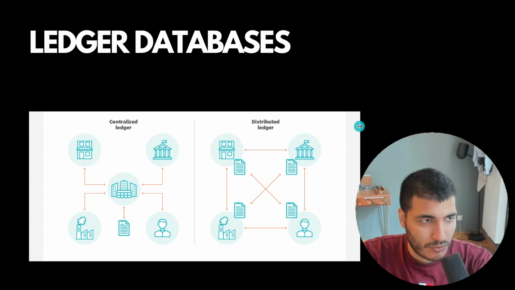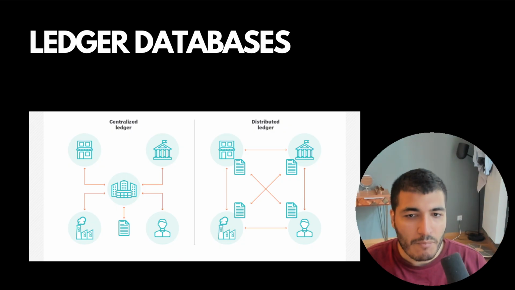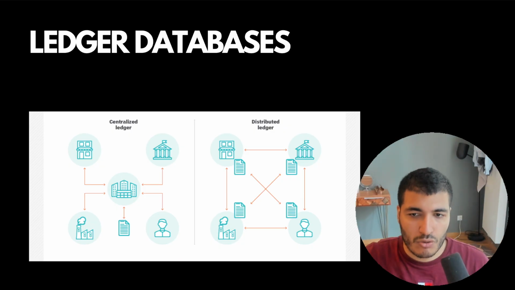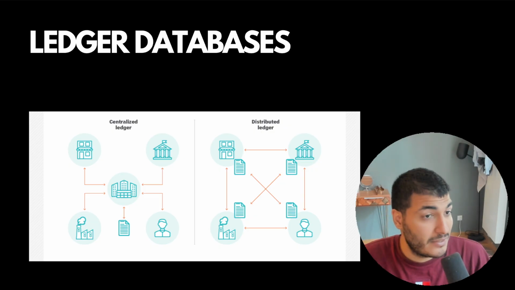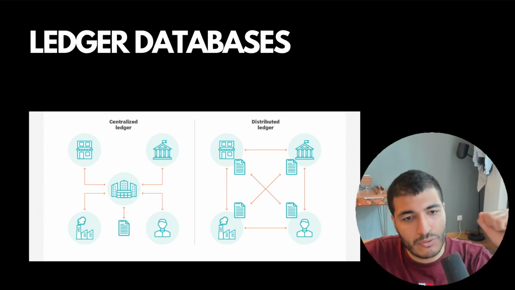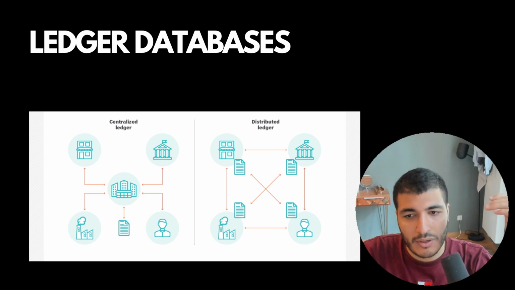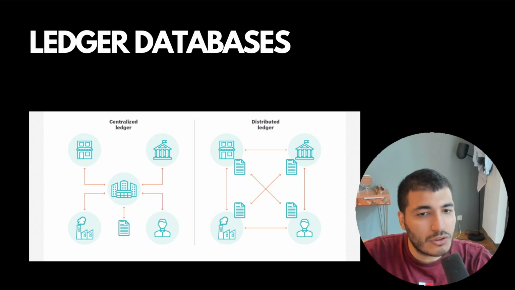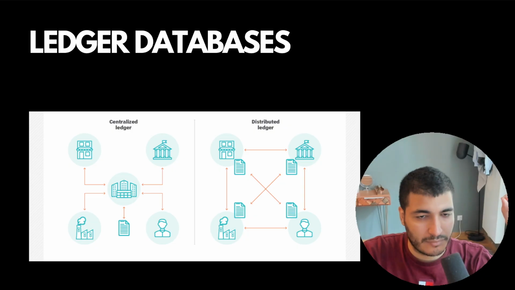Common use cases for this type of database: you can think about supply chain management, tracking the movement of goods and materials across a supply chain with transparency and traceability. They could be used in healthcare systems, like managing patient records, consent forms, and treatment histories with a clear and unchangeable audit trail. You can use them in voting systems, providing a secure and transparent platform for conducting voting processes, ensuring the integrity of results and preventing manipulation.